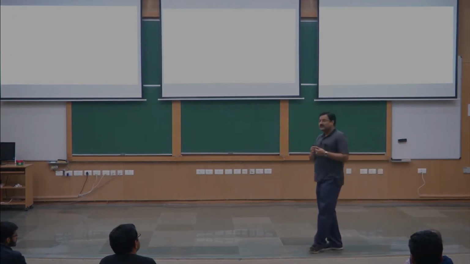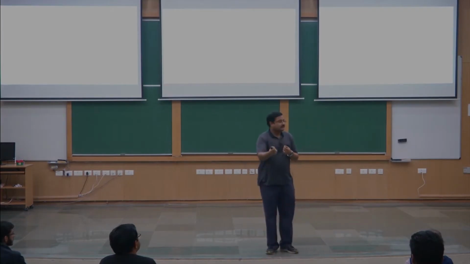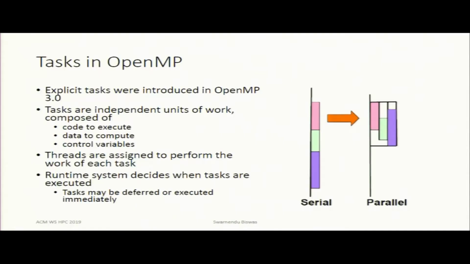So that is how a task differs from a thread. By thread, we usually mean a unit of control, right? By task, we are saying it's a logical unit of work. So what would your task need? A task would need some code to execute, whatever data you want to compute on, and then some control variables, right? So threads are assigned to perform the work of each task.